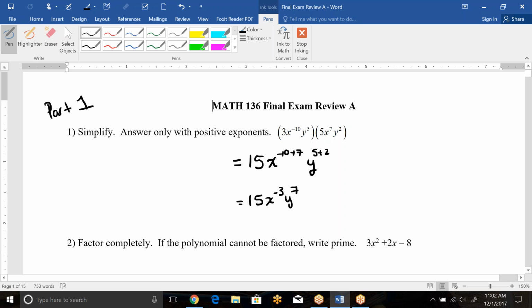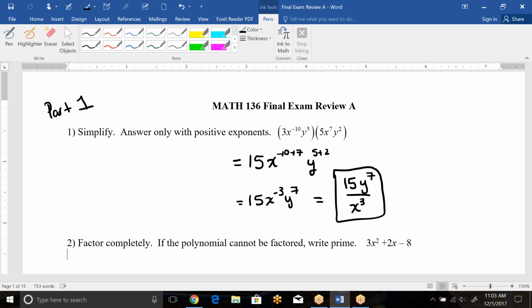We're not allowed to leave our answer with negative exponents, so remember, if you have an exponent that is negative, it is in the wrong location of the fraction. Therefore, this will move to the bottom and become x to the positive third down there. So 15y to the 7th over x to the third.